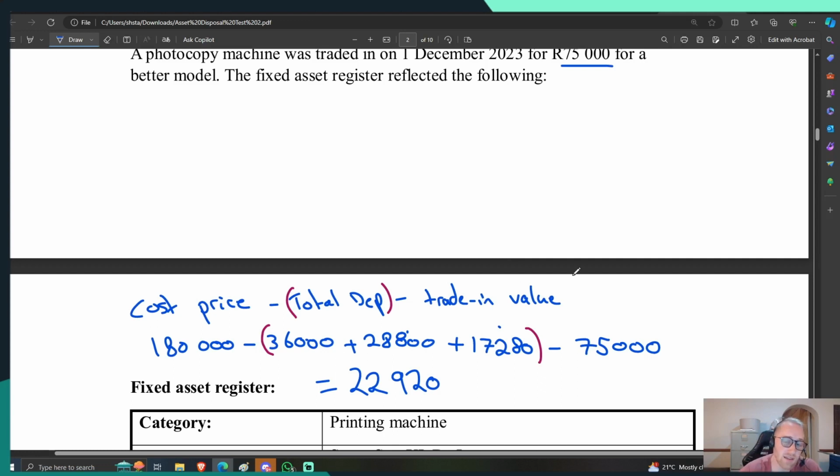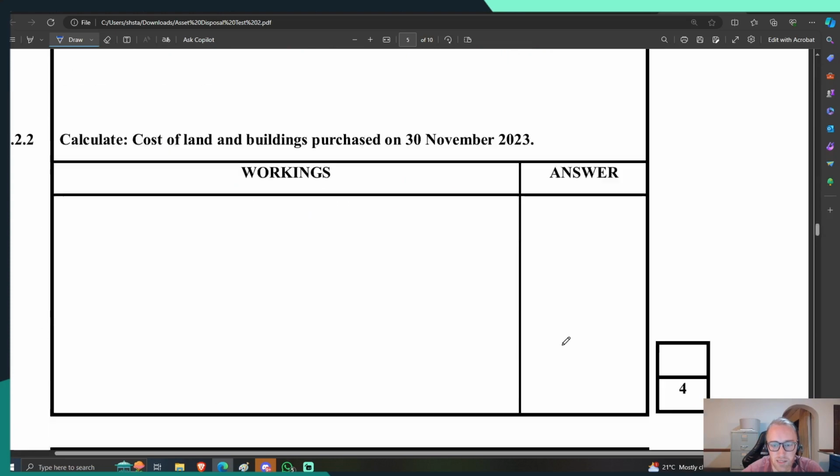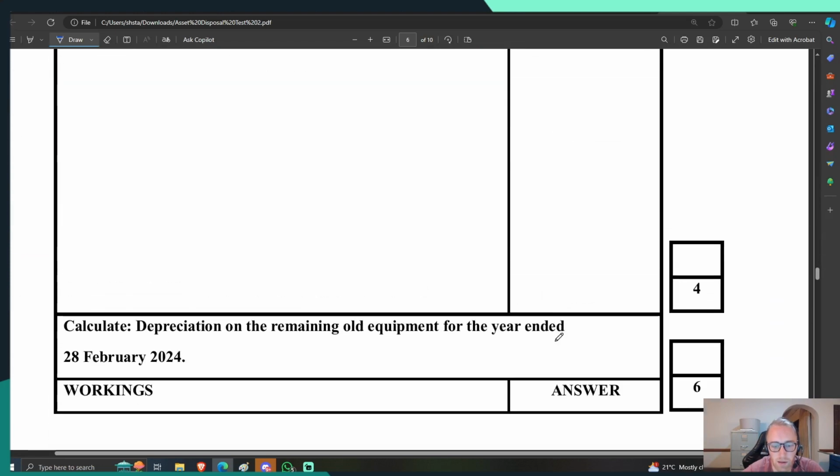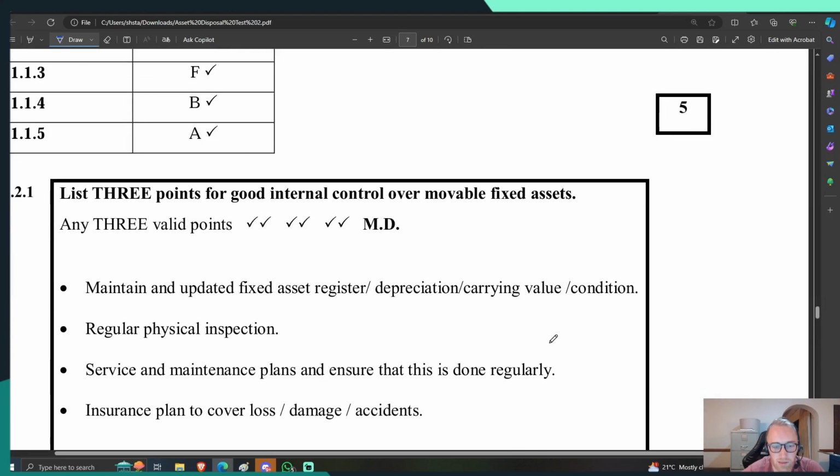Or another way to say it is, we got paid 22,920 Rand less than what the asset was worth at this point. Okay. Let's see if I got that right. 22,920. Let's see.